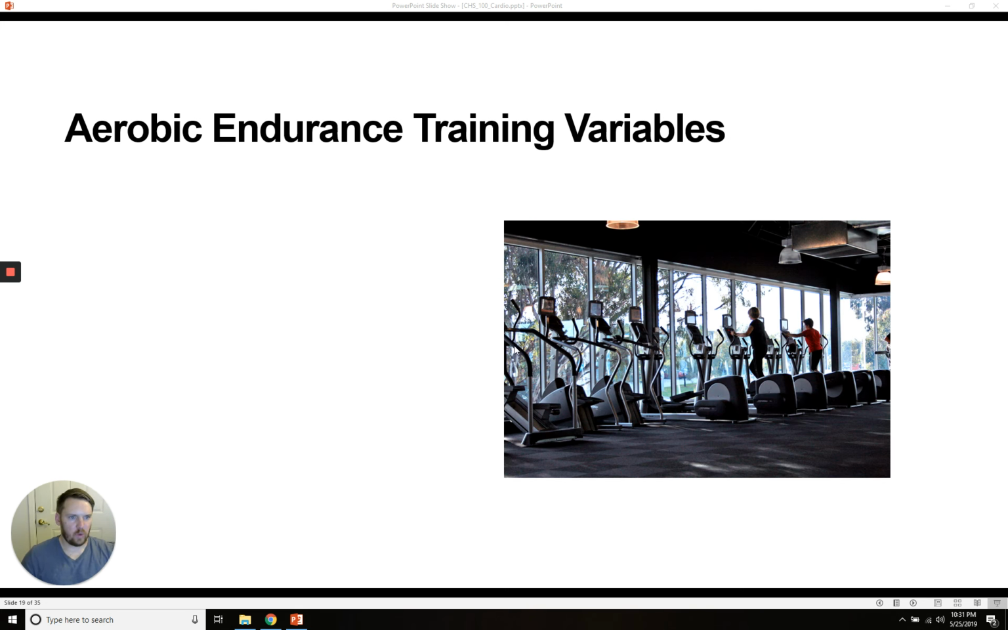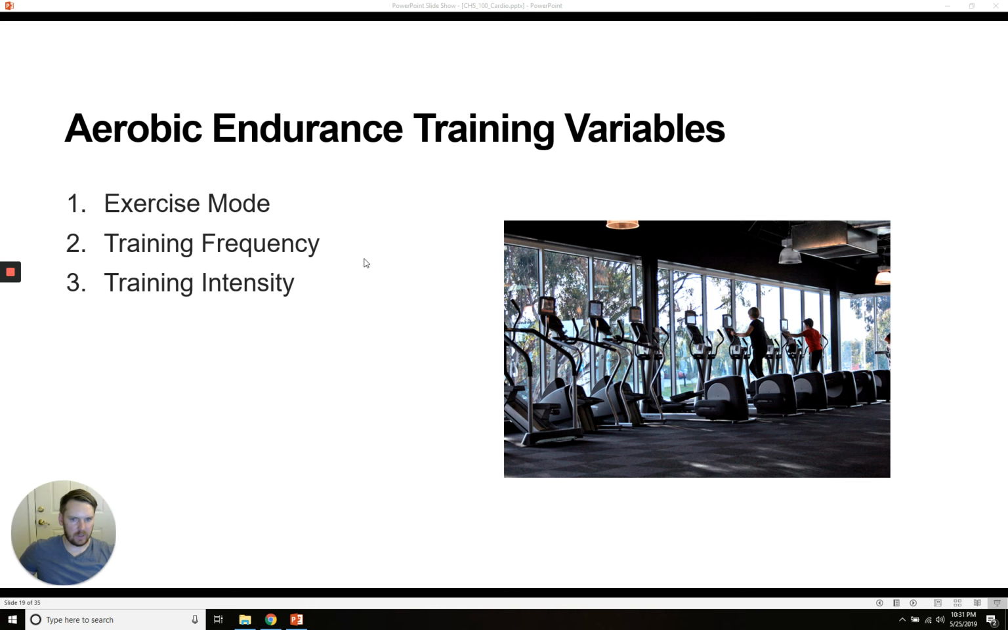Looking at some of the aerobic training variables. If you're going to design your own program for aerobic training, what are some things that you need to know? The first is the exercise mode. This is going to be what type of training you are doing. Are you swimming? Are you running? Are you biking?